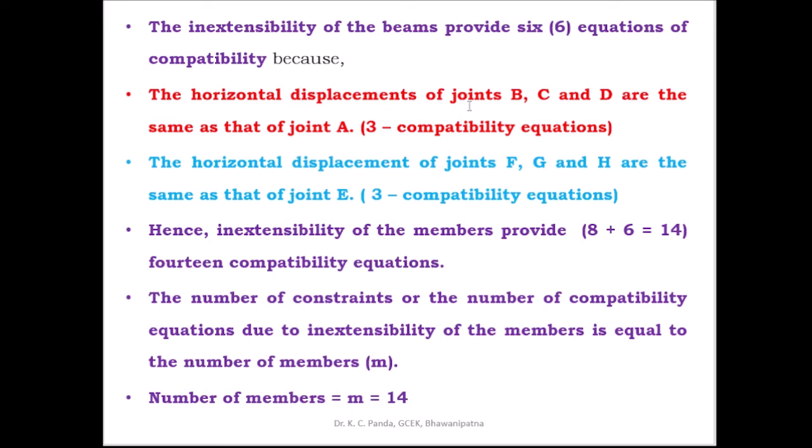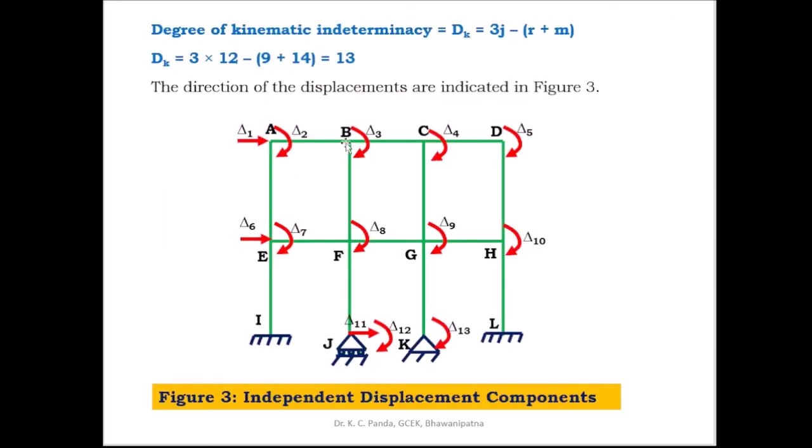The horizontal displacement of joints B, C, D is the same as that of joint A, so this provides 3 compatibility equations. Similarly, the horizontal displacement of joints F, G, H is the same as that of joint E, providing 3 compatibility equations. The horizontal displacement at B, C, D is equal to the horizontal displacement of A, and the horizontal displacement at F, G, H is equal to the horizontal displacement of E. So here this provides 6 compatibility equations.